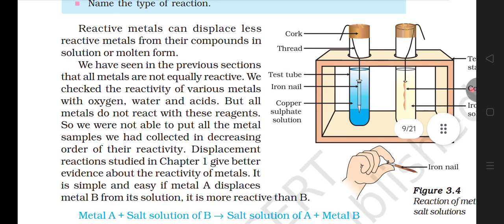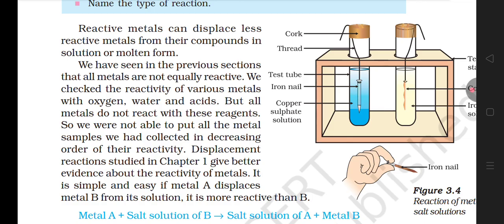A reactive metal can displace a less reactive metal from its compounds in solution or molten form. We have seen in the previous sections that all metals are not equally reactive. Some metals are more reactive than other metals. We checked the reactivity of various metals with oxygen, water and acid, but all metals do not react with these reagents. So we were able to put all the metal samples we had collected in the decreasing order of their reactivity. Displacement reactions studied in chapter 1 give better evidence about the reactivity of metals.